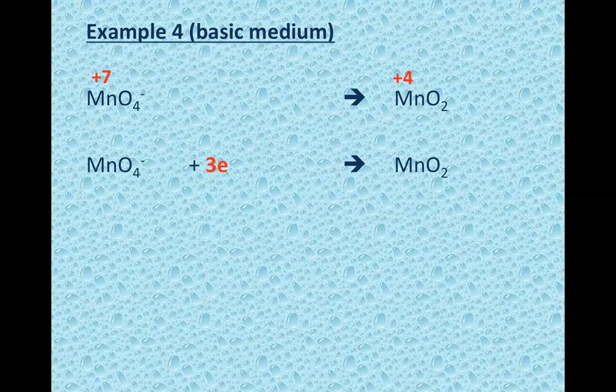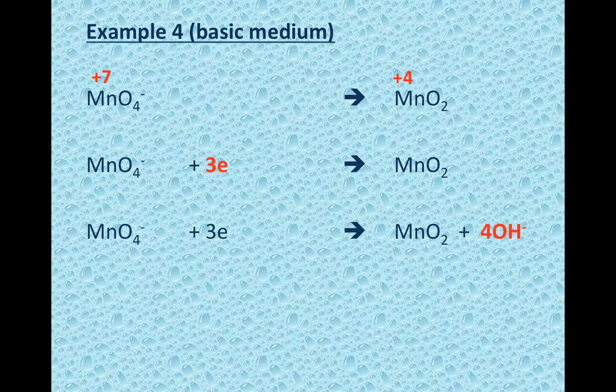Since we are carrying out the reaction in a basic medium, we are going to add OH minus to balance the charges. So looking at this equation now, on the left hand side, manganate minus 1, 3 electrons minus 3 charge, and on the right hand side there is no charge. MnO2 has no charge at all. So in this case we have to add 4 OH minus to the right hand side, so that on both sides of the equation there will be 4 negative charge.